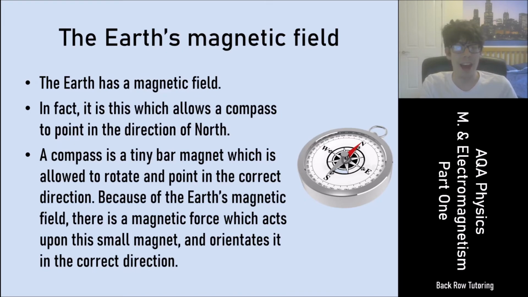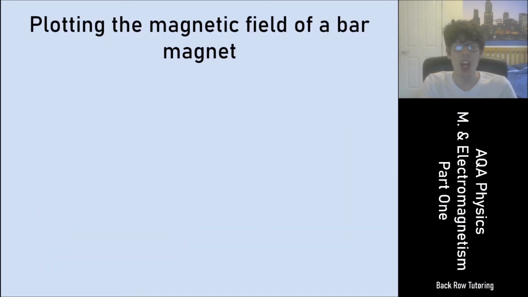Now, the Earth actually has its own magnetic field. In fact, it is this which allows a compass to point in the direction of north. A compass is actually a tiny bar magnet which is allowed to rotate and point in the correct direction. Because of the Earth's magnetic field, there is a magnetic force which acts upon this small magnet and orientates it in the correct direction. And you can actually plot a magnetic field of a bar magnet using a compass.